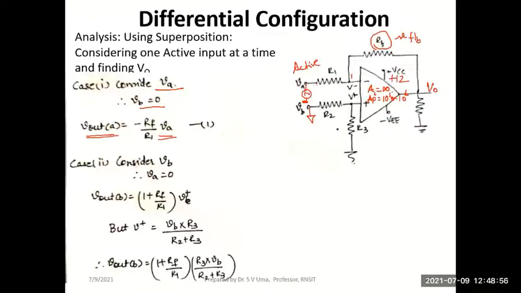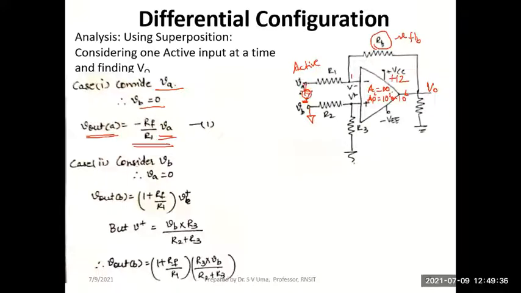Yes or no? See, these two resistors which are connected to ground, R2 parallel R3, connected from the non-inverting terminal to ground, have no other effect on the output voltage. Their only job is to minimize the error or offset voltage. So you can see that the circuit now becomes an inverting amplifier and hence the output voltage will be the input voltage VA into minus RF by R1. Done. We have considered VA active and VB grounded.